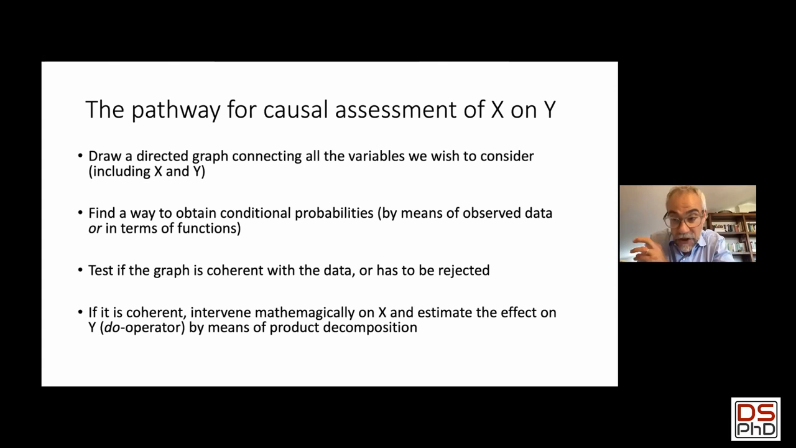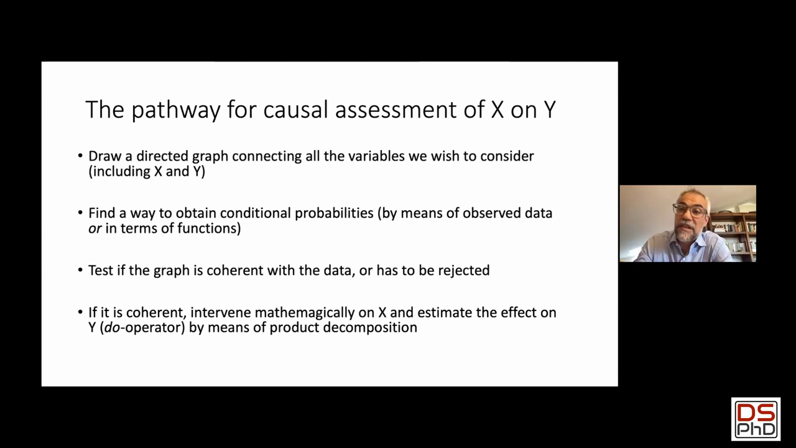It's not like in deep learning, although we will see applications of causality in deep learning. You can't pour the data in a Bayesian network, in a Boltzmann machine, in a layered network structure, and do supervised or unsupervised learning just by tuning. You have to infer a model, a specific model. You have to know what you are talking about. Then you will find a way to obtain conditional probabilities. Of course, the conditional probabilities are the ingredients of your calculation. So by means of observed data, experimental data, or simulation data, or in terms of functions, or mixed, there's no problem. Then you have to test if the graph is coherent with the data.